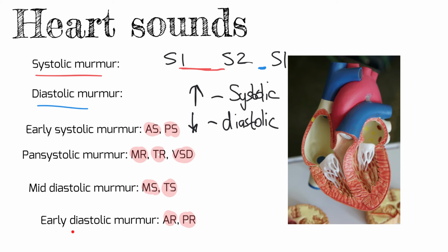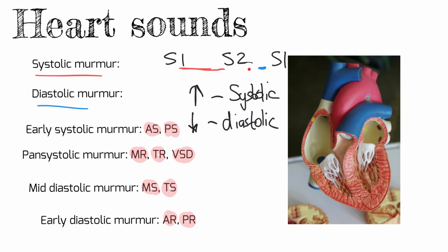What about early diastolic, so aortic regurg and pulmonary regurg? Aortic regurg is when the aortic valve is incompetent, so blood goes out of the aorta, but because the aortic valve doesn't close properly, the blood comes back down. And when blood goes down, it's diastolic, which is why aortic regurg is diastolic. And pulmonary regurg, the pulmonary valve is incompetent, so usually blood goes out of the pulmonary artery to the lungs. But in this case, the pulmonary valve doesn't close properly, so the blood comes back down. And because it's coming down, it's going to be a diastolic murmur.